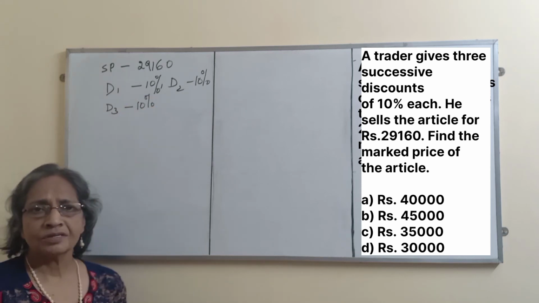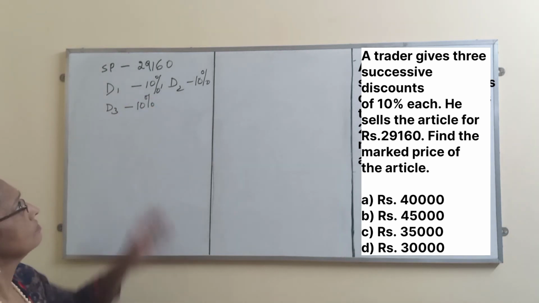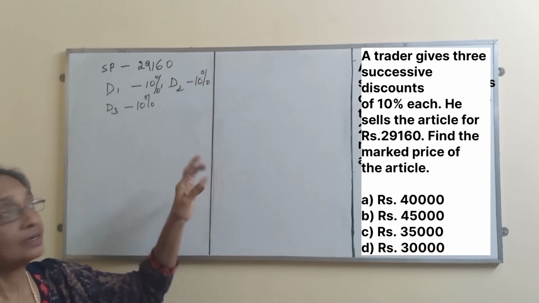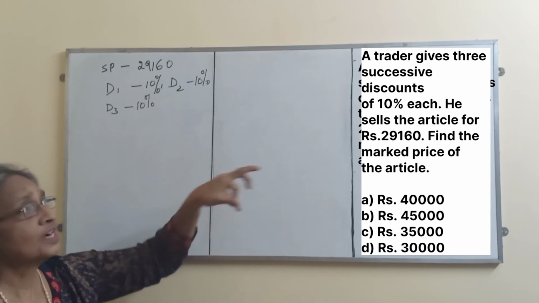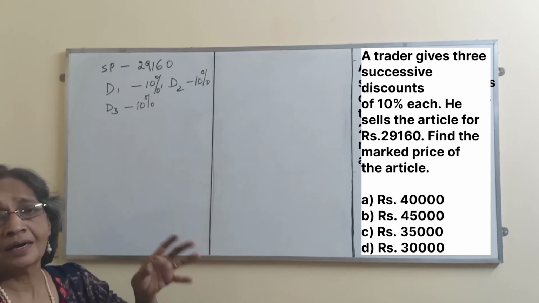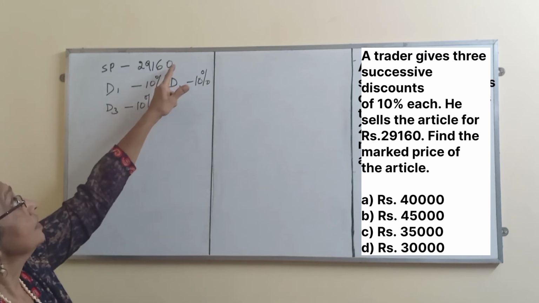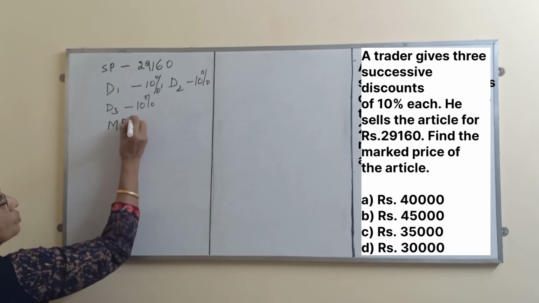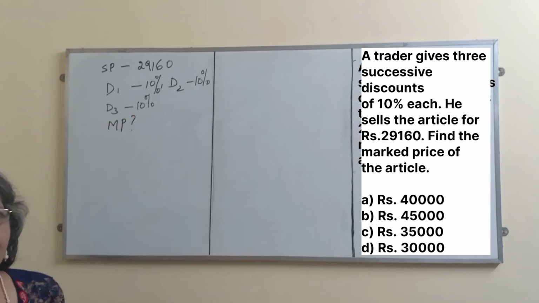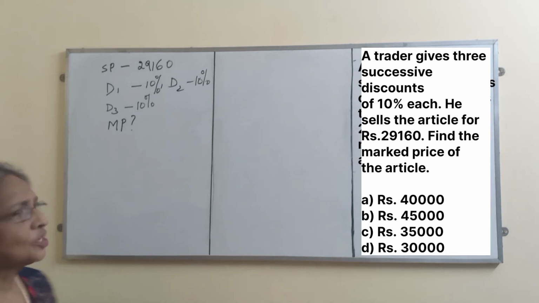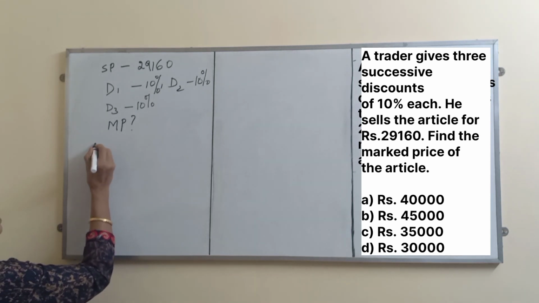Now in some sums, you may be given different discounts. 10, 12, 15, anything. Now in this case, the trader is giving 3 discounts, one after the other. 10, 10, 10. And he sells the article for this. So what we need to find is the marked price. Okay? You can do it by the formula method. So let's see what we get by the formula method.